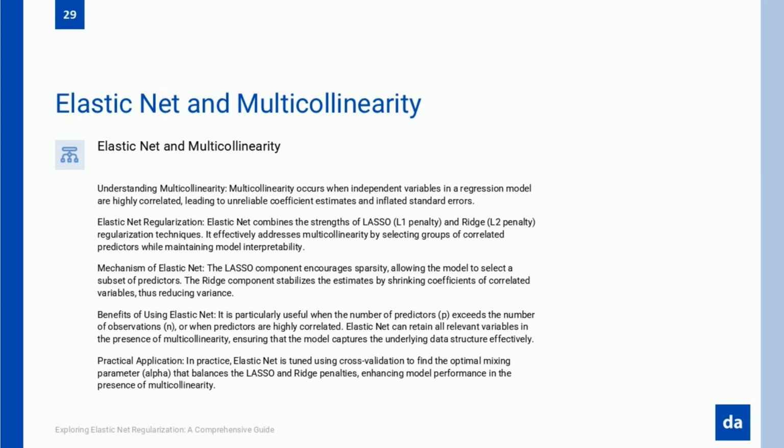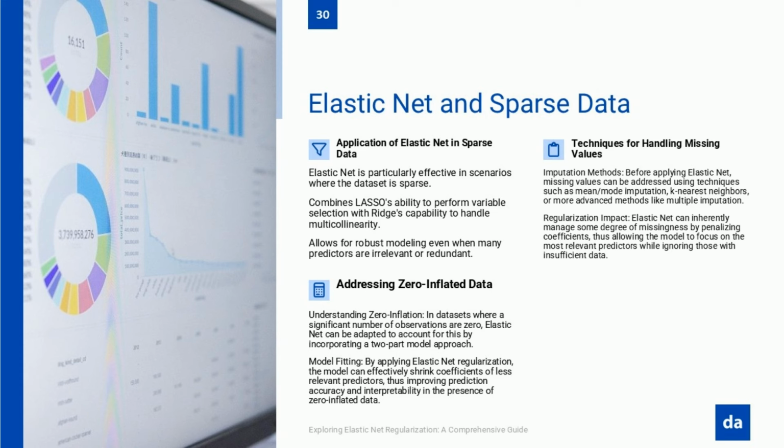Not all datasets are dense and filled with meaningful values. In many real-world scenarios, such as recommendation systems, genetics, and text analysis, we deal with sparse data, where most features contain zeros or missing values. Traditional regression models struggle in these situations, but Elastic Net is built to handle sparsity efficiently. Sparse datasets are common in recommendation systems. Imagine a movie streaming platform where users rate only a handful of films.